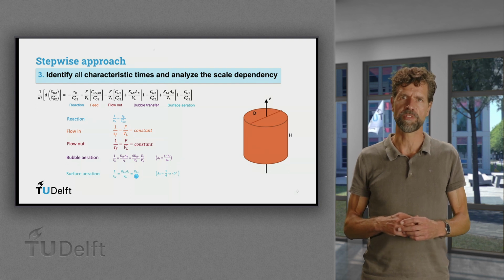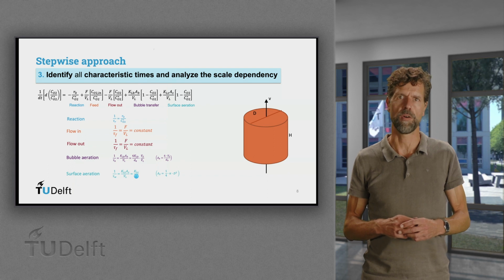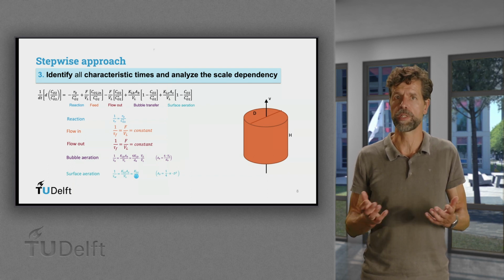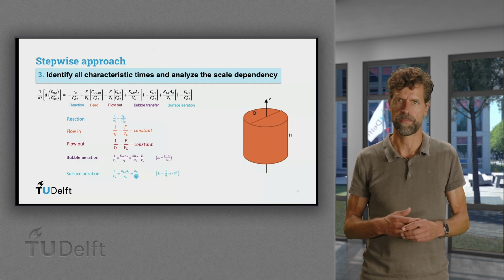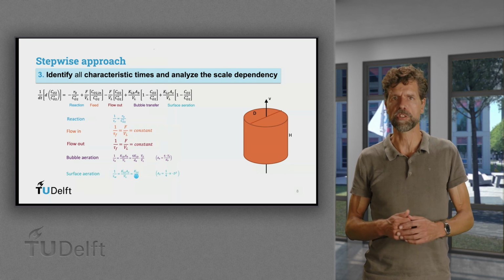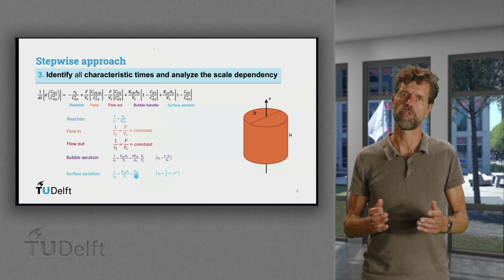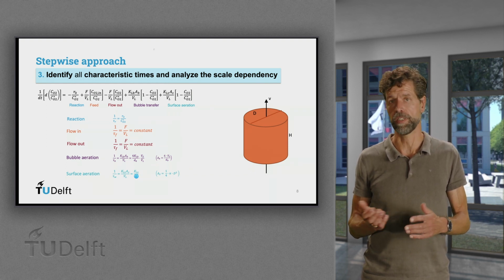Notice that this sometimes depends on the assumptions made. In our example, the flow in and flow out are scale independent because we assume that the liquid residence time is kept constant across the scales. The conversion rate is weakly scale dependent because the oxygen concentration in the bubbles usually changes with scale as well. The oxygen transfer from the bubbles has the weakest scale dependency in this example.